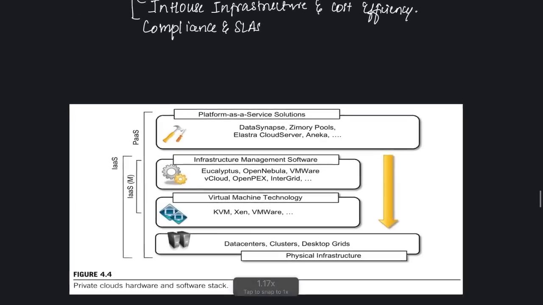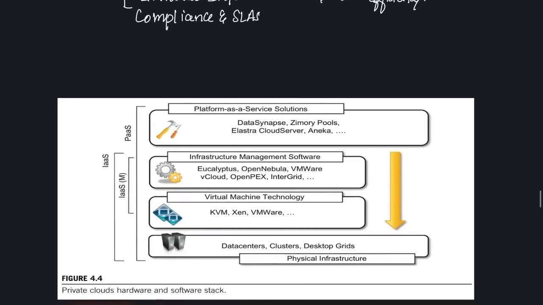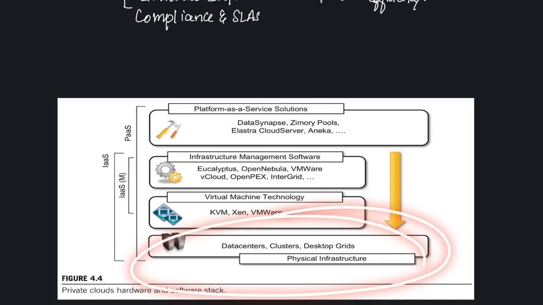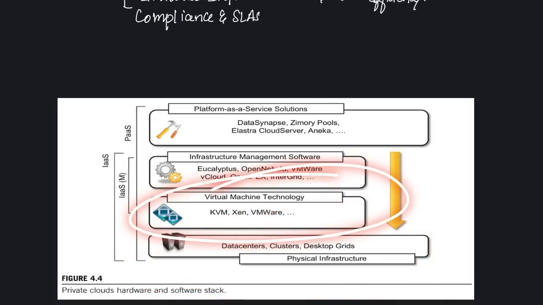Here, if you look at the figure, it's the private cloud hardware and software stack. First we have the physical hardware, where all the data centers, clusters, and desktop grids are present. These are there in the company's organization. Next we have the virtual machine technology, the foundation technologies for virtualization. It could be Xen technology, VMware, KVM, all of that.